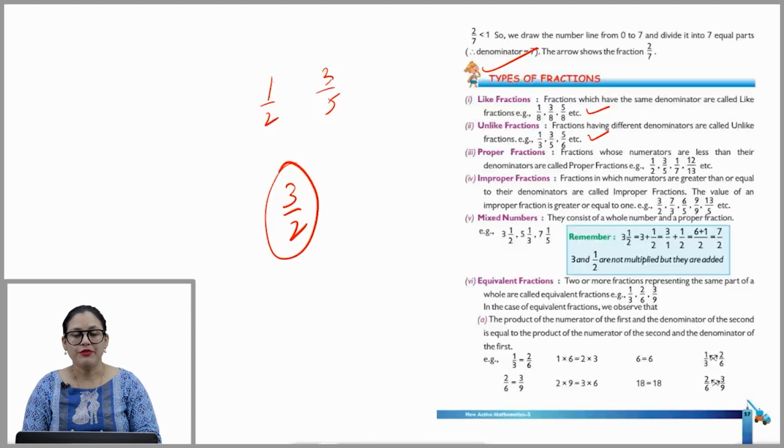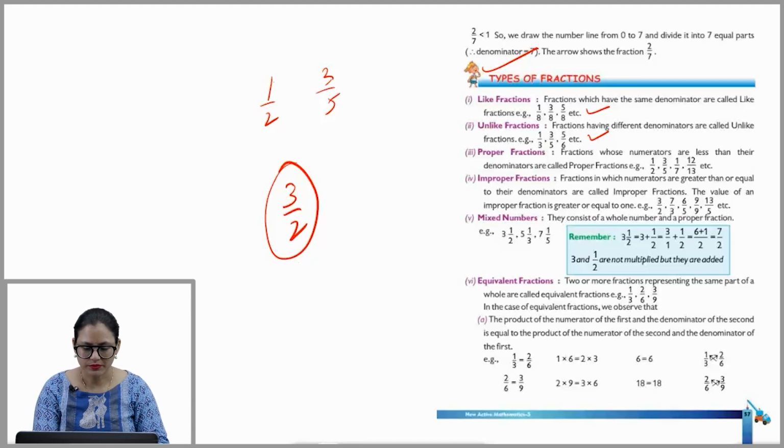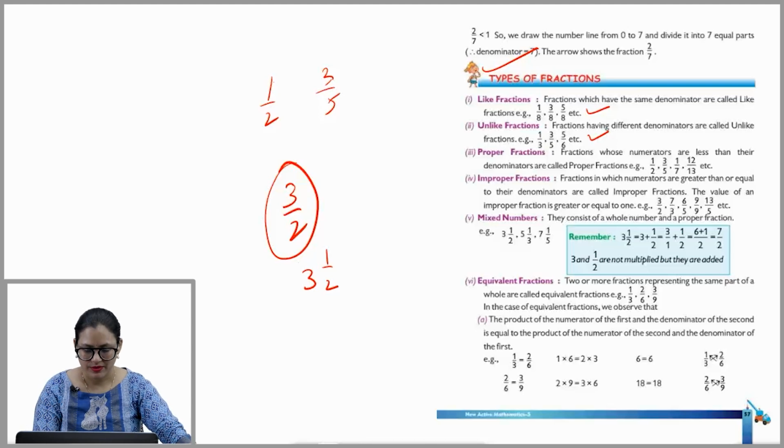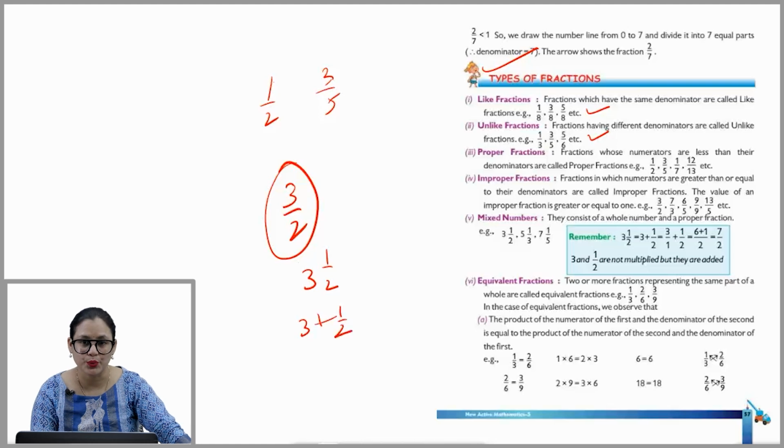Okay. Number 5, mixed numbers. They consist of a whole number and a proper fraction. Example, 3 whole 1 by 2. 3 is a whole number while 1 by 2 is a fraction. So this is a mixed number. Okay. Remember, 3 whole 1 by 2 is 3 plus 1 by 2. Okay. 3 and 1 by 2 are not multiplied but they are added.